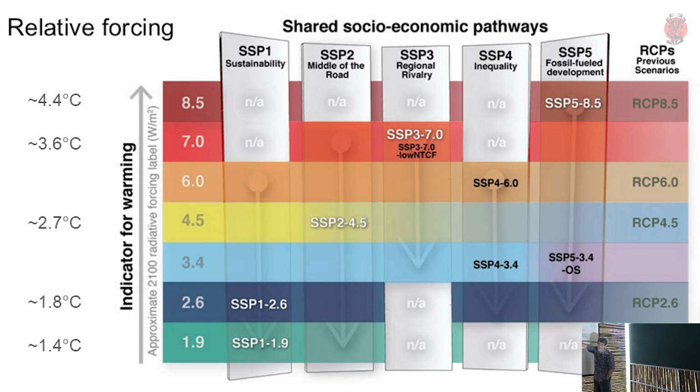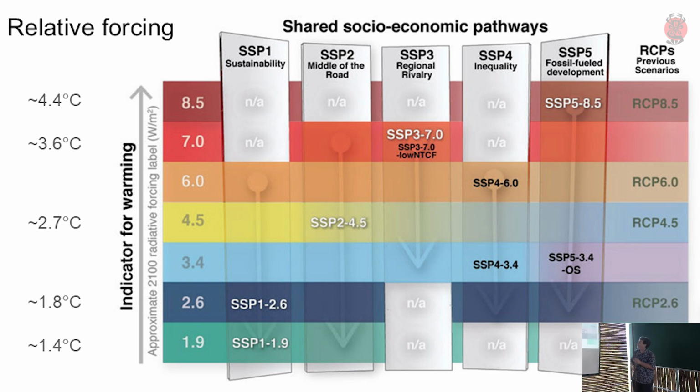These are the relative forcings that are being used by the IPCC scientists currently, okay? Ranging from 1.9, which is a relative forcing of 1.9, which corresponds to about a 1.5, 1.4 degree rise in temperatures. RCP, or relative forcing 4.5, which is our trajectory now, which corresponds to roughly about a 2.7. And then there's 7.0 and 8.5.